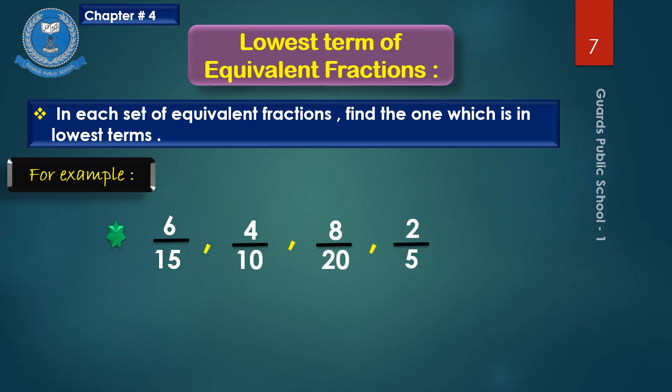Starting from 2, 2 के टेबल में 6 आता है but 15 नहीं. It means it's not divisible by 2. Let's check with 3 table. 3 के टेबल में 6 and 15 दोनों आते हैं. 3 2s are 6 and 3 5s are 15. It means this fraction is not in its lowest term.